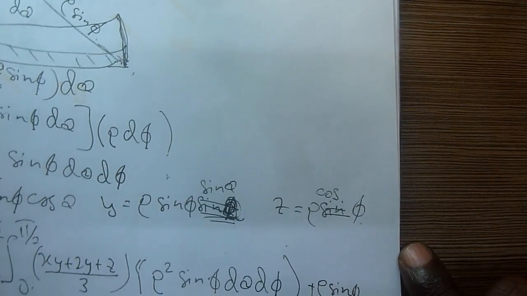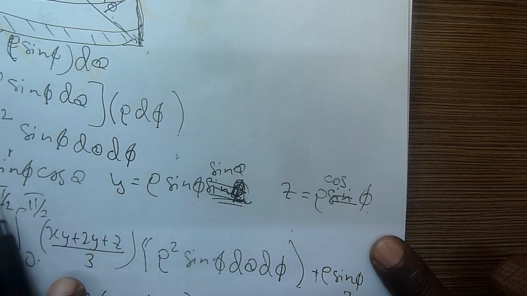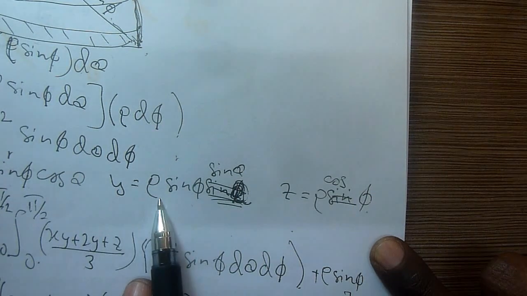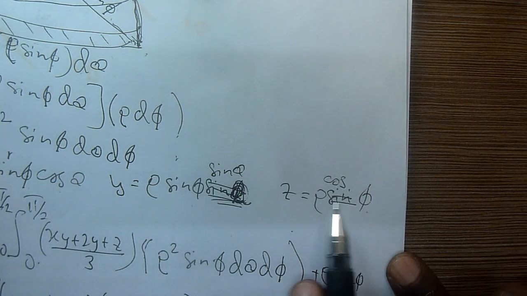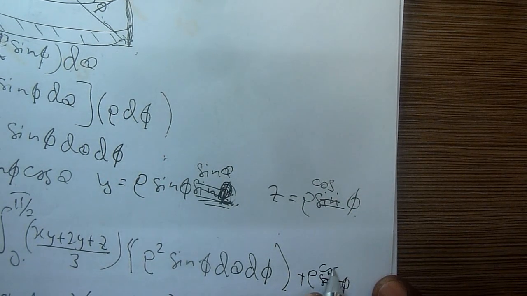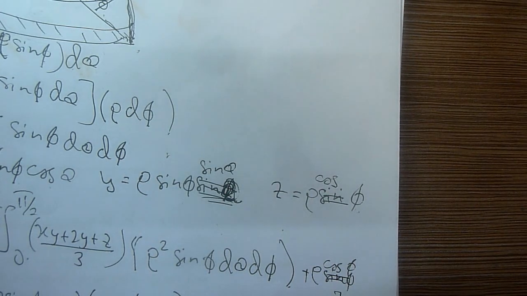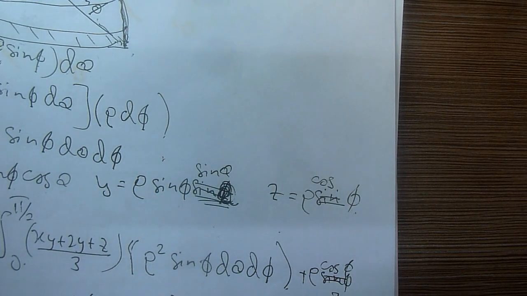Some students may get confused about why I put this here. This is rho sine phi, and this is cos phi. This is correct. This is r sine, this is r cos, this is cos phi, rho. In this case, this is cos phi. Therefore, you will get over here cos phi sin phi.